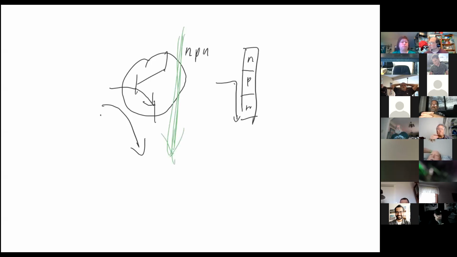The easy way to remember this is the fact that it's not pointing in. Notice your arrow is pointing out. So an NPN, not pointing in. A PNP would be pointing the other way, and all the currents would be backwards.